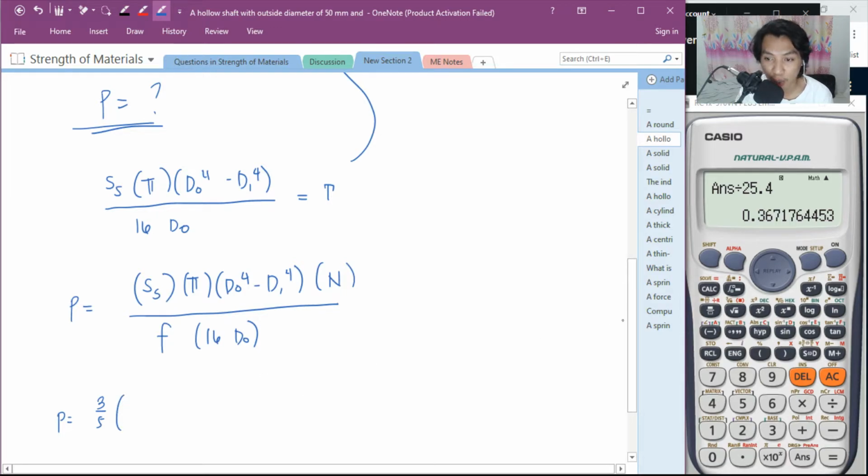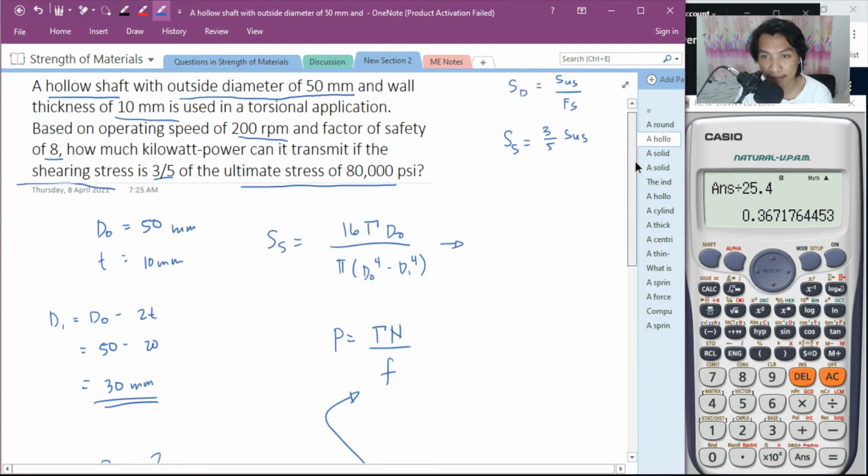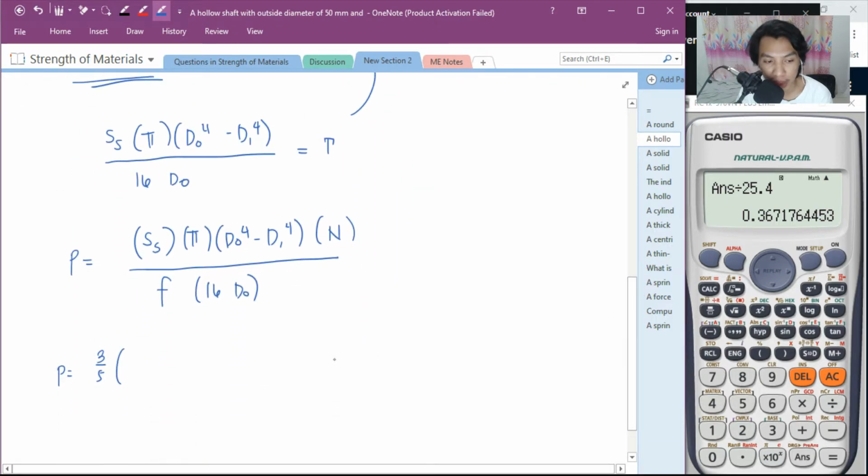Kaya lang gusto ko to naka-SI. Okay, ano ba yung conversion natin dyan? That is 80,000 pounds per square inch times yung conversion of unit, 14.7 PSI. Tapos, 0.101325 Newton per millimeter squared. Sir, ano yan? Yan po yung MPa. Okay, lagay natin dito. This is MPa.